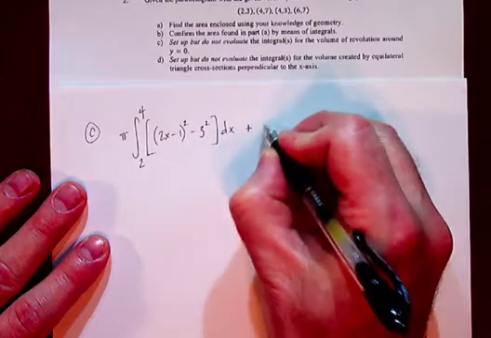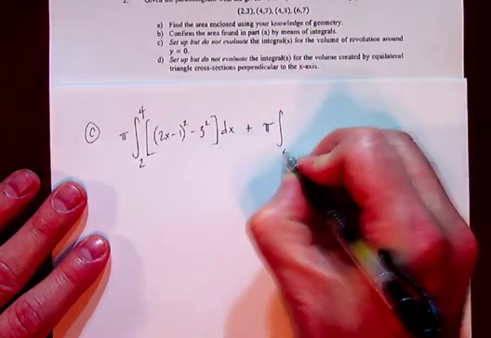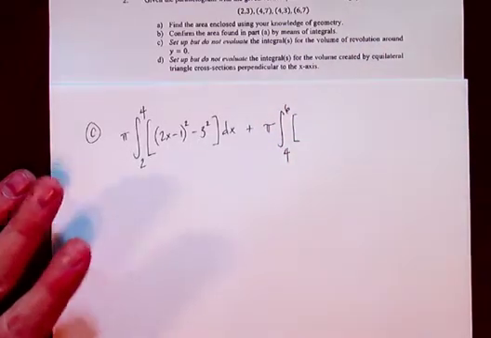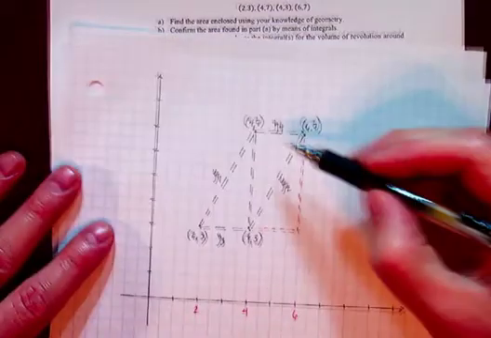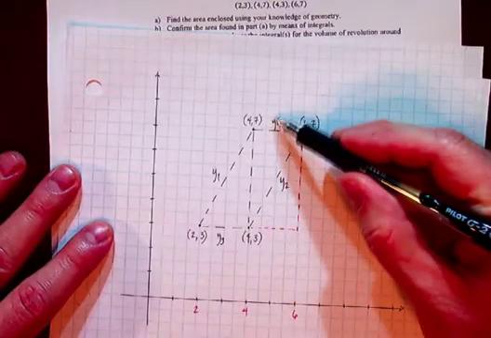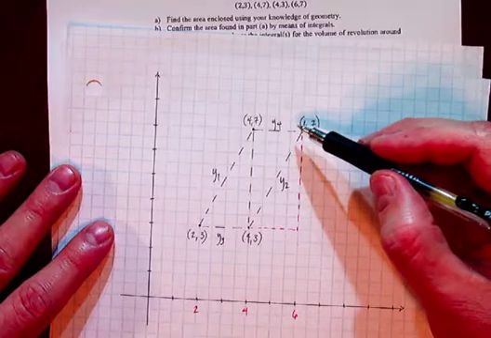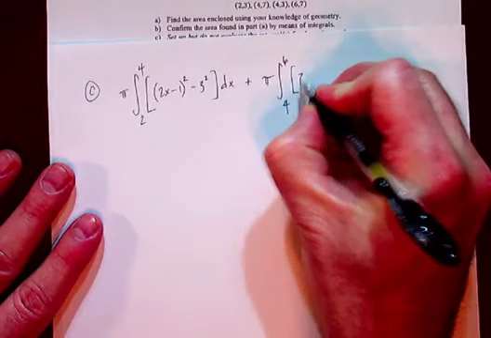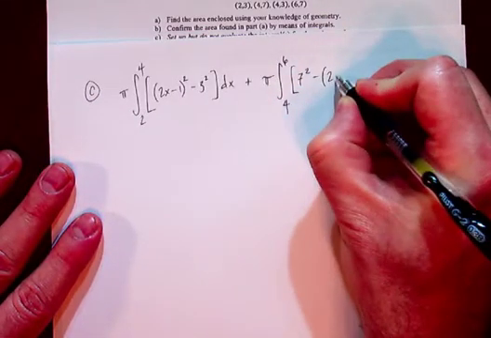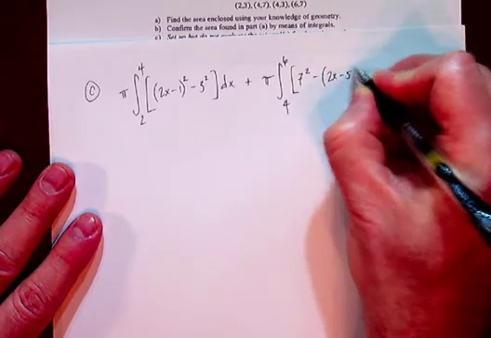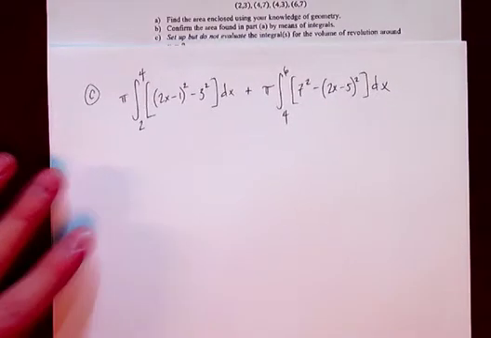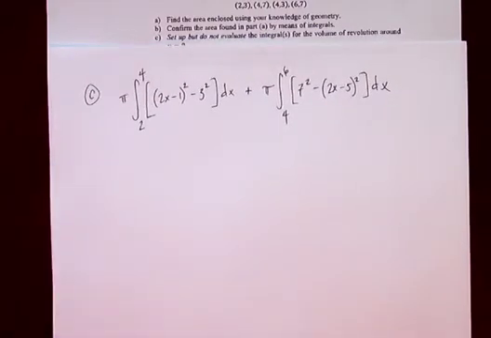And then to that, I need to add the other washer problem from 4 to 6. Now, in this one, the constant function is farther away, right? So y4 is basically y is equal to 7. And so it's 7 squared minus y2 squared. So this winds up being 7 squared minus 2x minus 5 squared dx. And that's it. Remember, it was set up, but do not evaluate.